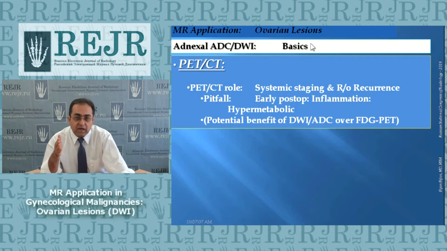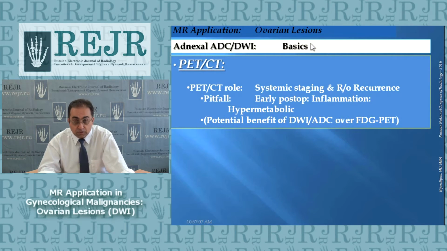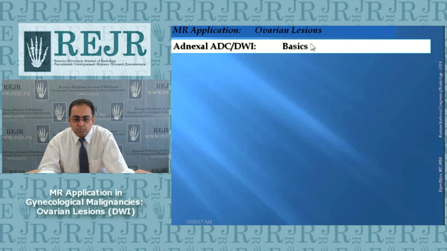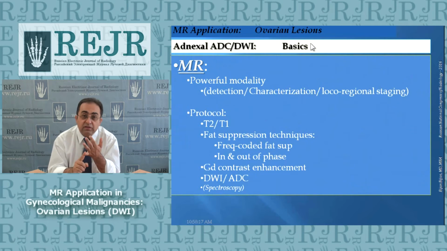But if you see any abnormal focus of activity after 6 months, then those are probably metastases, and we have to treat them accordingly. Okay, now let's talk about MRI. MRI is a very powerful modality in detection and characterization and for local regional staging of ovarian cancer. So these three are important: detection, characterization, and local regional staging.